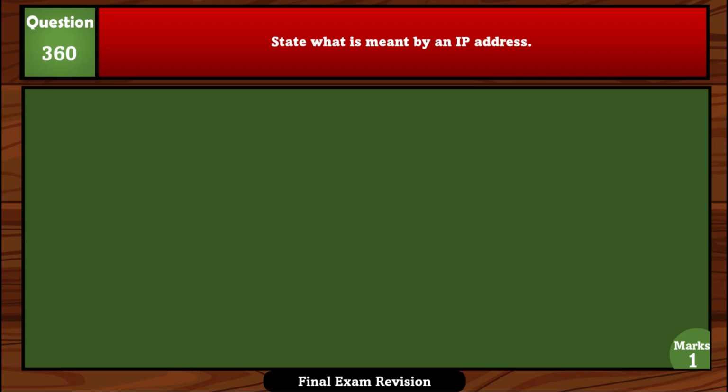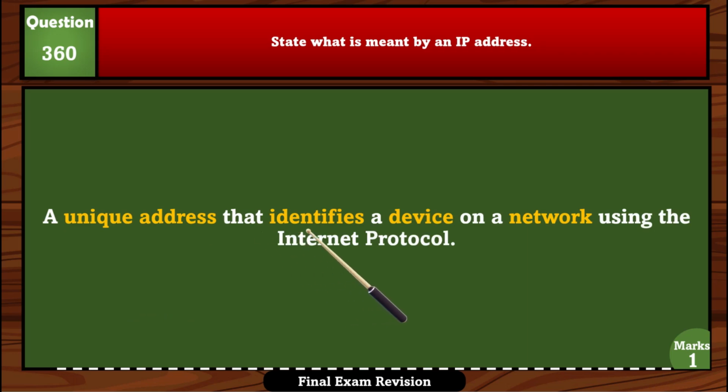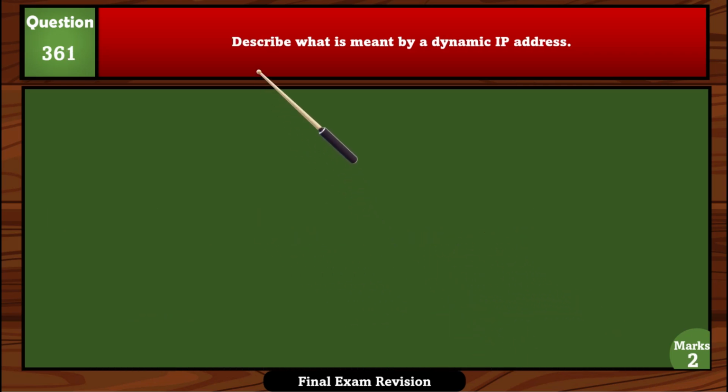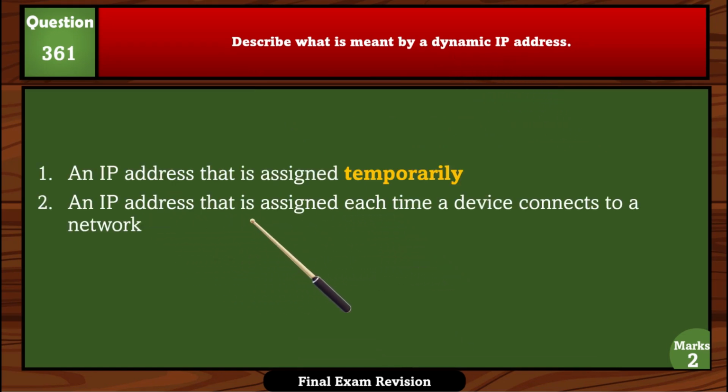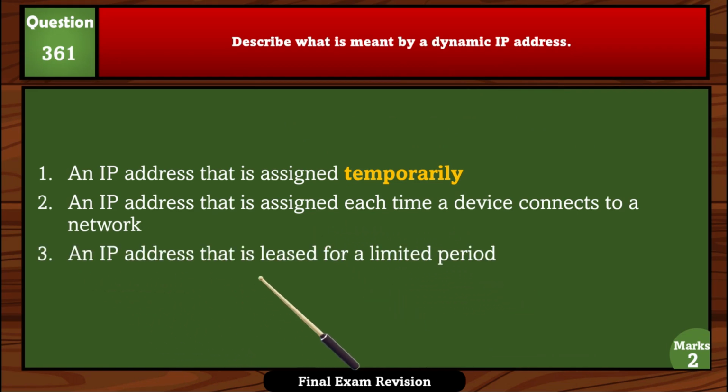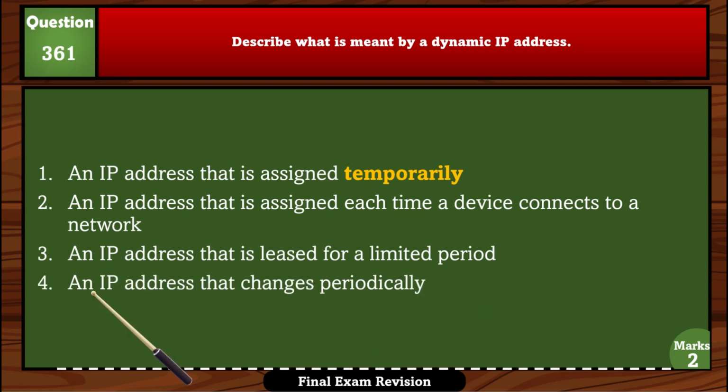IP address. Question 360, state what is meant by an IP address. It's a unique address that identifies a device on a network using the internet protocol. Question 361, describe what is meant by a dynamic IP address. It's an IP address that is assigned temporarily. An IP address that is assigned each time a device connects to a network. An IP address that is leased for a limited period. An IP address that changes periodically.